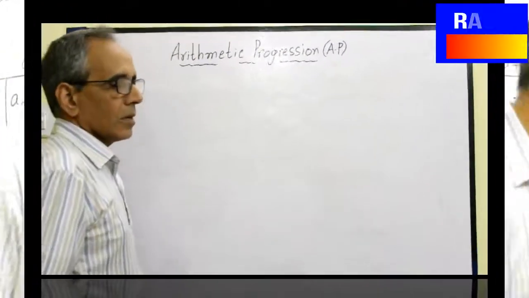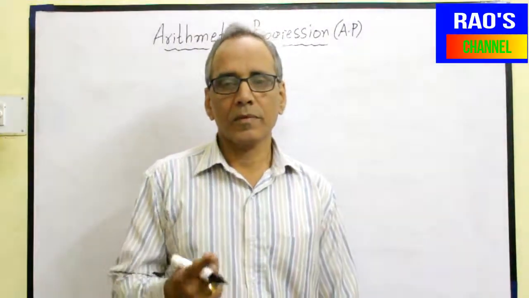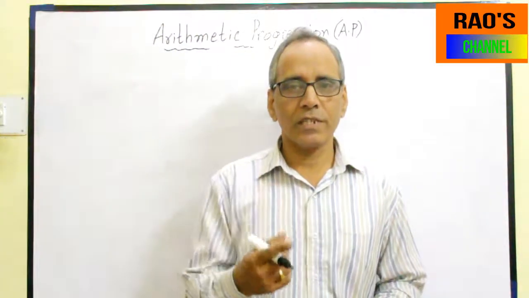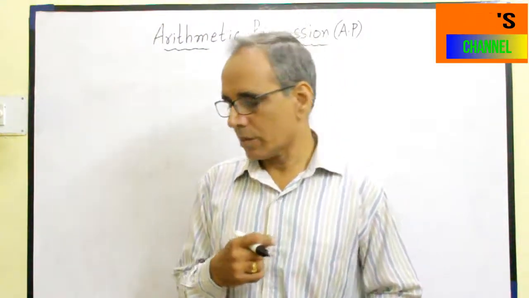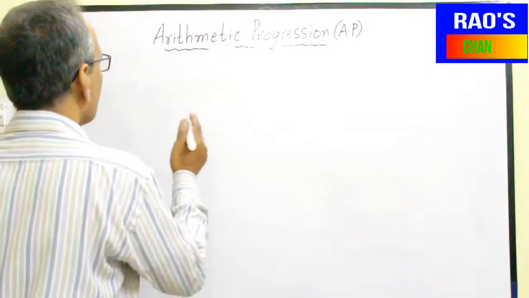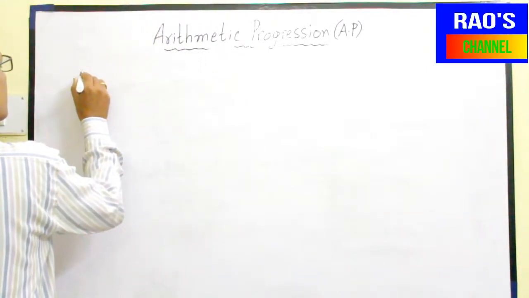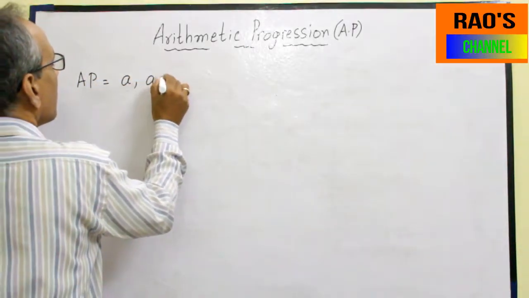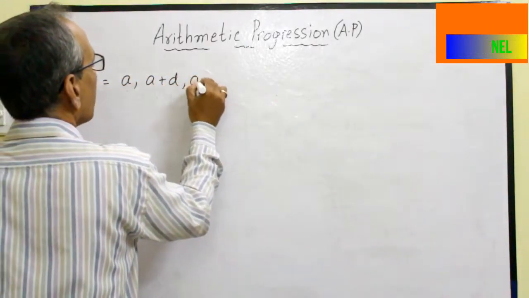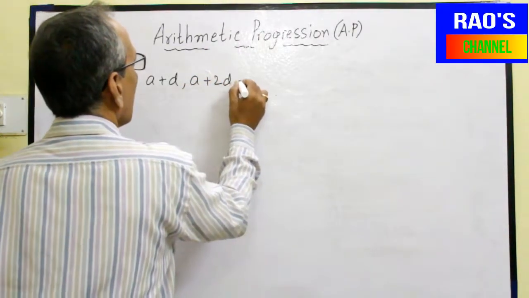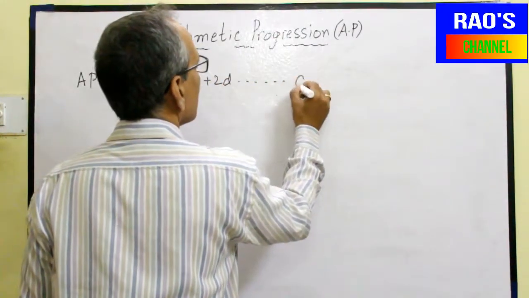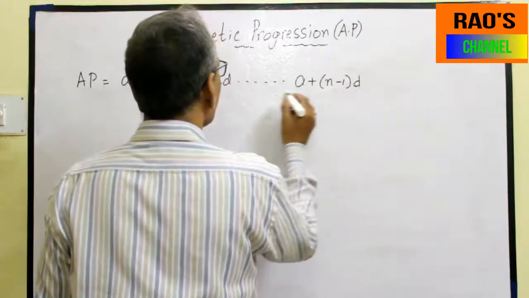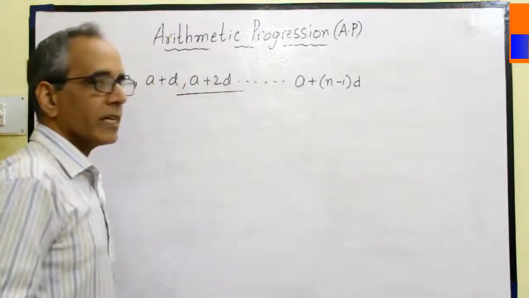Now in this example, we derive d, the constant, and also we find the required term in the AP given. We know what is AP. The rule I also write here: AP is a, a plus d, a plus 2d, and the nth term is a plus n minus 1 d. So using this rule we find the nth term.